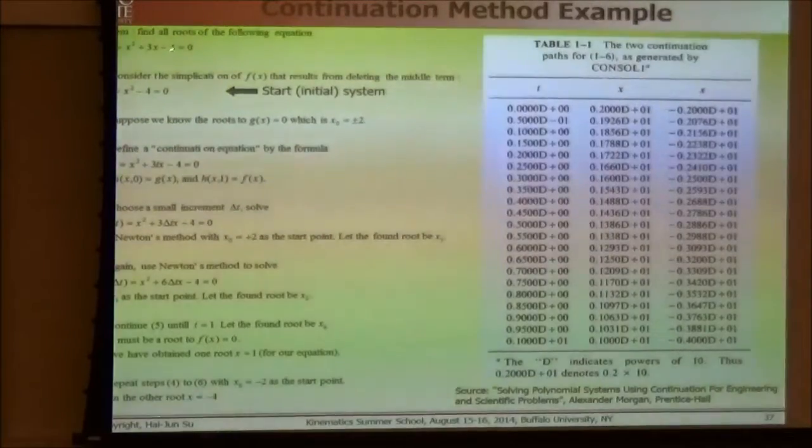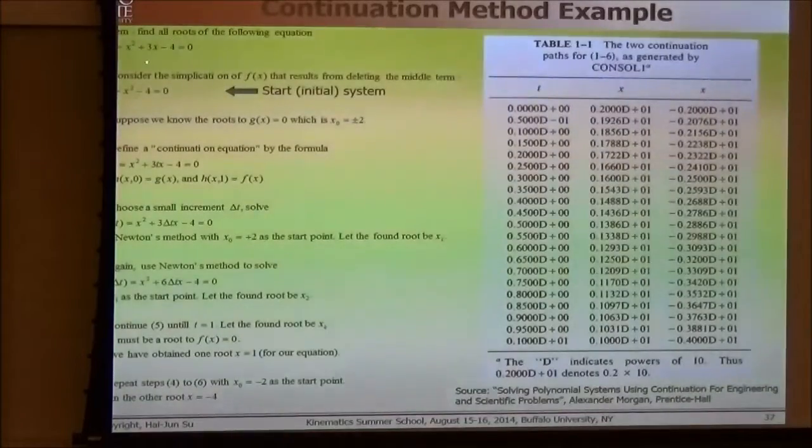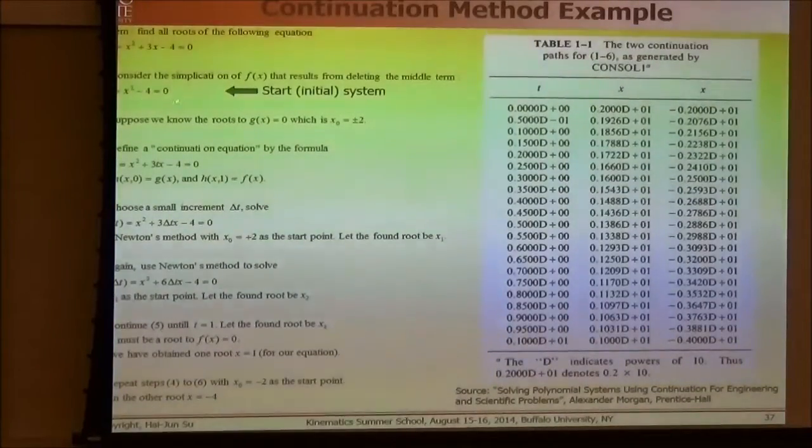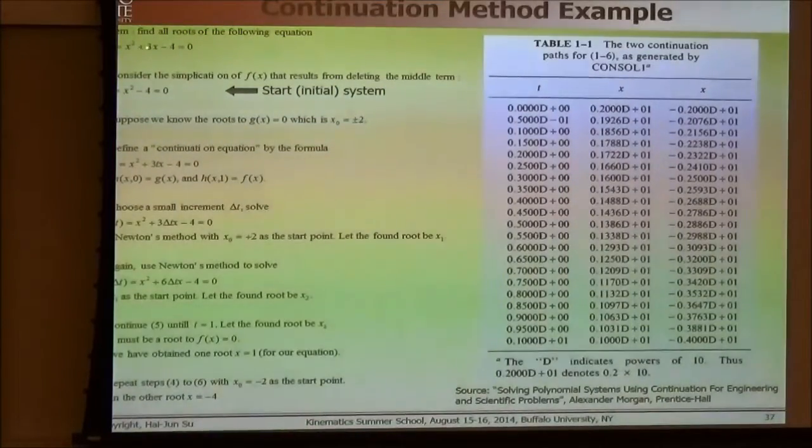Here I have an example of how you do it. This is a quadratic equation. You have the original equation x squared plus 3x minus 4, and I want to find a solution of this polynomial system. Now I construct a start system, x squared minus 4. So I know the solution to the start system, which is plus minus 2.